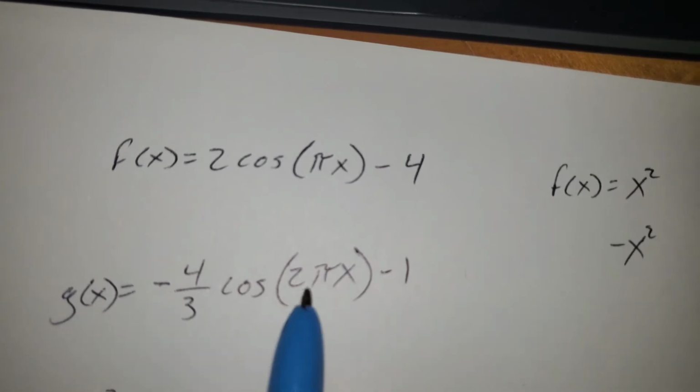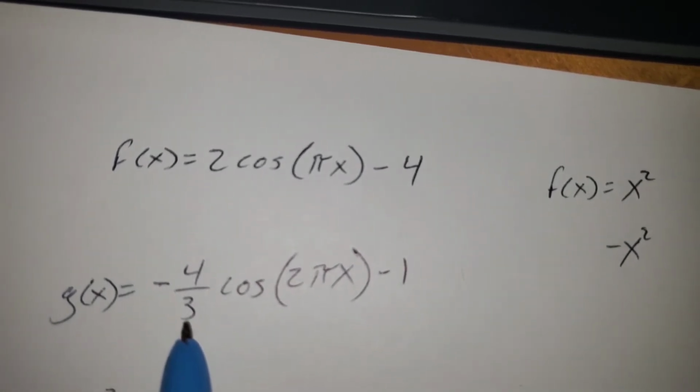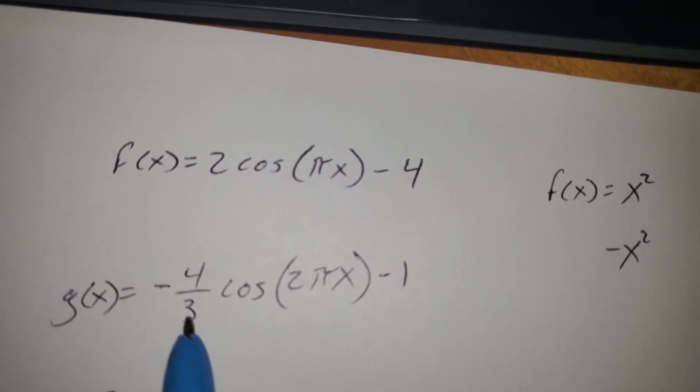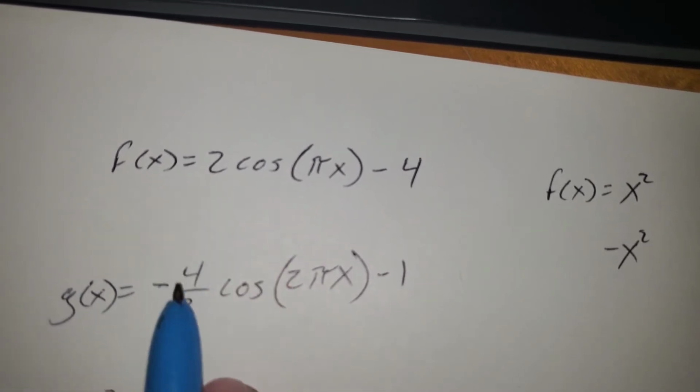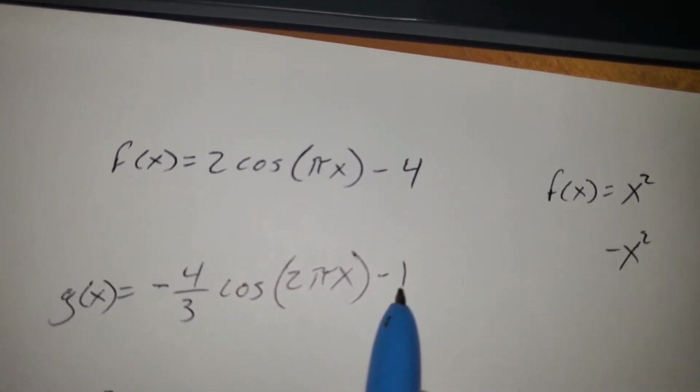Okay. Period doubled. The amplitude or the stretch, we just multiply that 2/3 times that 2. There's my reflection, and there is my vertical shift.